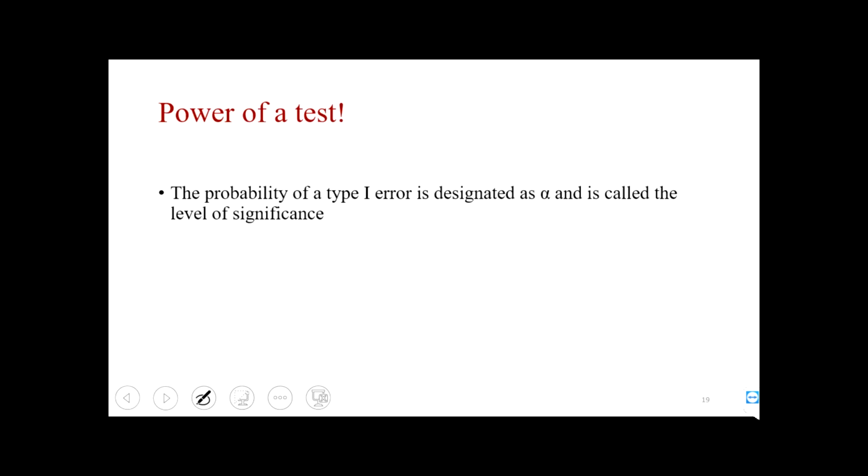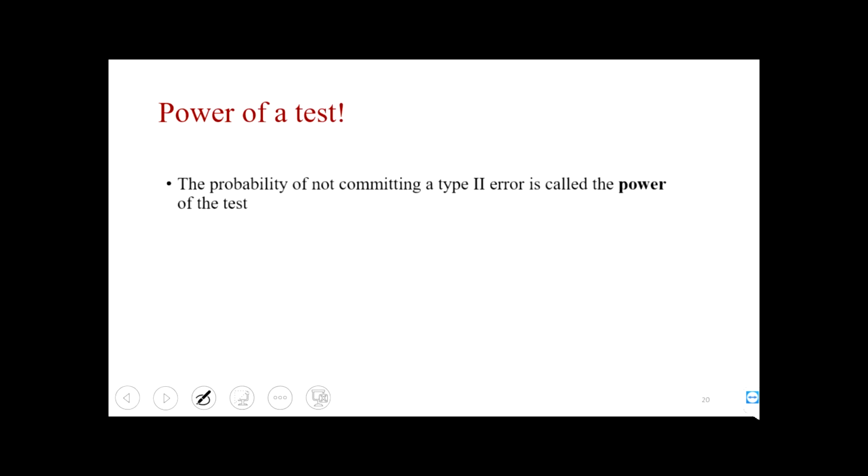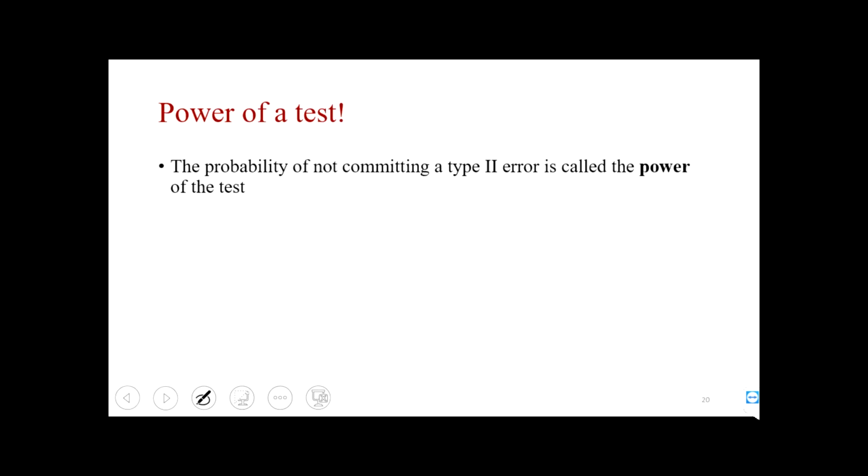As I just mentioned, the probability of a type 1 error is designated as alpha, and it's called the level of significance. The probability of type 2 error is designated by beta. The problem here is that we need to understand how beta is computed. The probability of not committing a type 2 error is called the power. So the power of the test is when we do not commit a type 2 error.